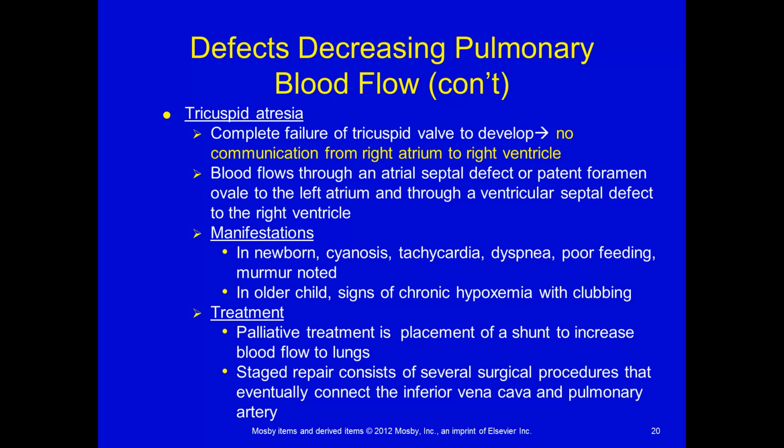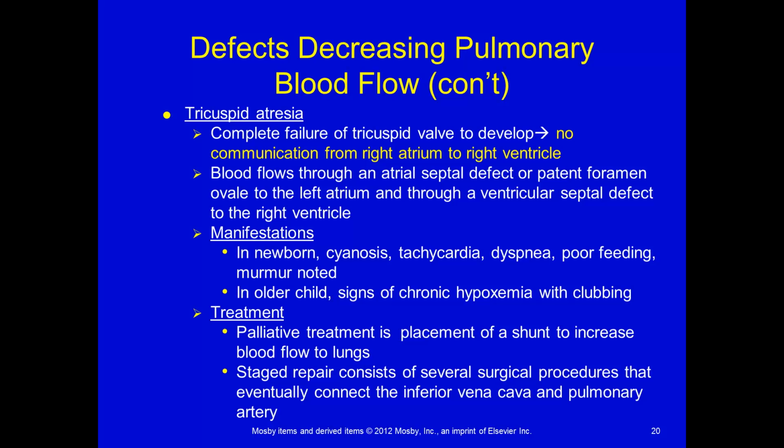Treatment for tricuspid atresia, the palliative treatment is placement of a shunt to increase the blood flow to the lungs. But really the ultimate repair, the ultimate treatment for tricuspid atresia is a surgical repair that's staged, that consists of several different procedures that eventually connect the inferior vena cava right to the pulmonary artery. So it doesn't really even go into that malformed right atrium, right ventricle situation.